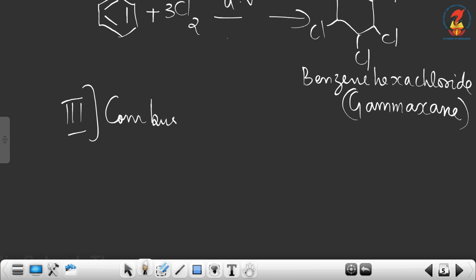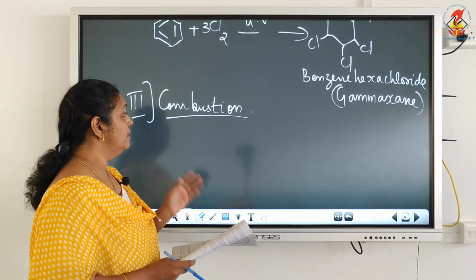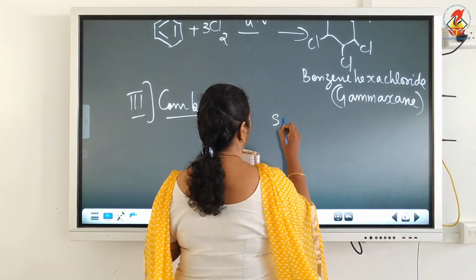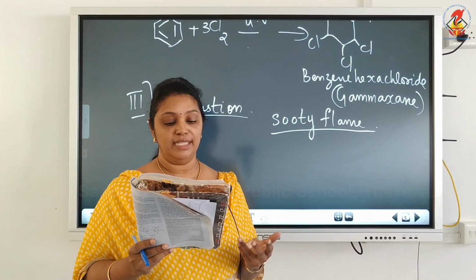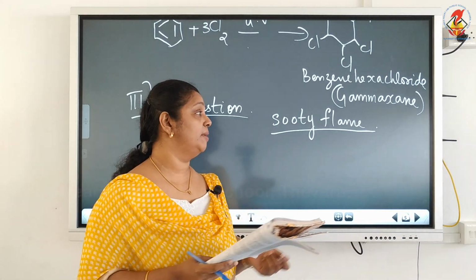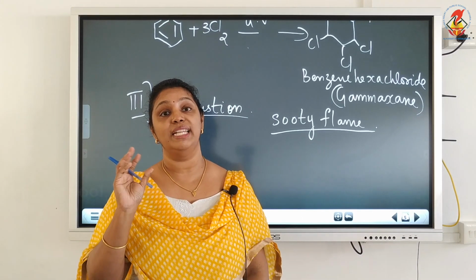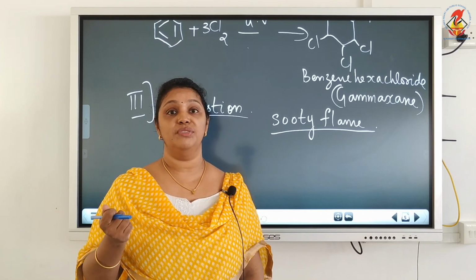Combustion of benzene. You know that the combustion of any hydrocarbon will give carbon dioxide and water as the product. Here also we are getting the product as carbon dioxide and water. So here on combustion you get a sooty flame. Okay, so when heated in air, benzene burns with a sooty flame producing carbon dioxide and water. Any compound, if it contains benzene ring, when you heat it, it burns with a sooty flame.